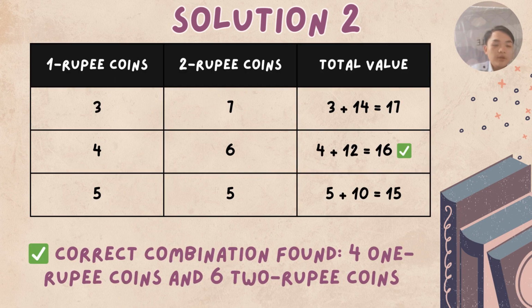Now let us see solution 2, which is to make a table and use trial and error. We assume that we have 3 one rupee coins and 7 two rupee coins. After we add it, the total value becomes 17. This is not equal to 16, so we can reject it. Then we try 4 one rupee coins and 6 two rupee coins, and after we add it, the total value of these coins is 16, so this is the correct combination.